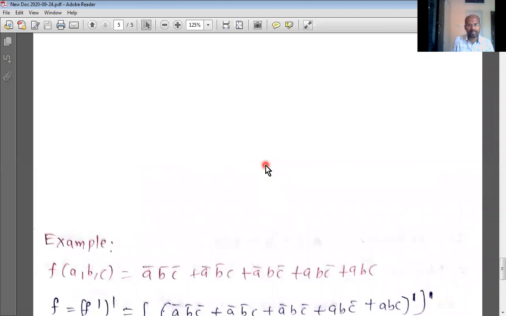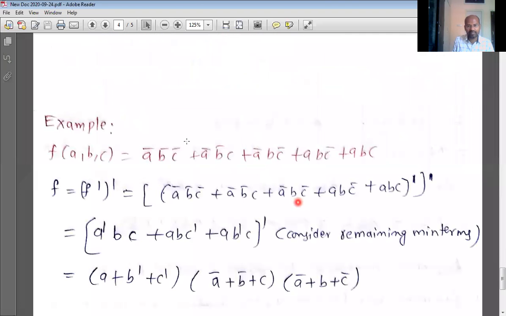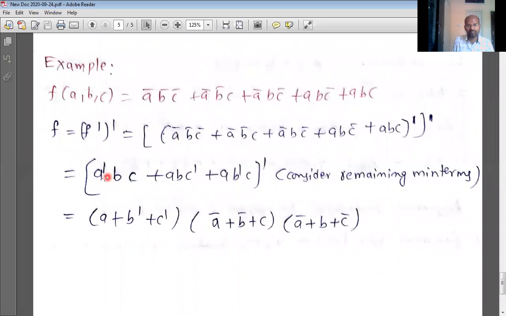This is described as a rule: complement of sum of true minterms is the same as the sum of false minterms. So this is the sum of minterms. What are the false minterms? These are the false minterms. Take the complement here. Now use De Morgan's law. This sum becomes multiplication. This sum became multiplication here.